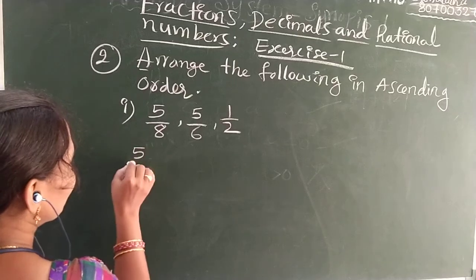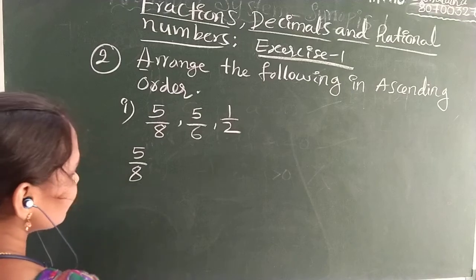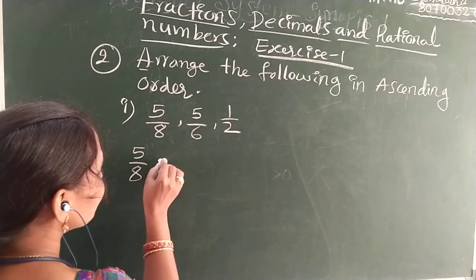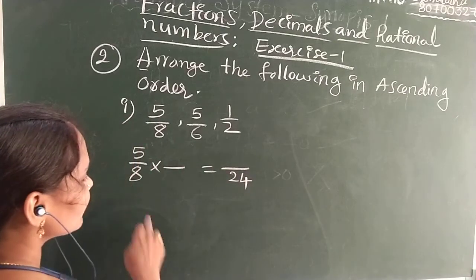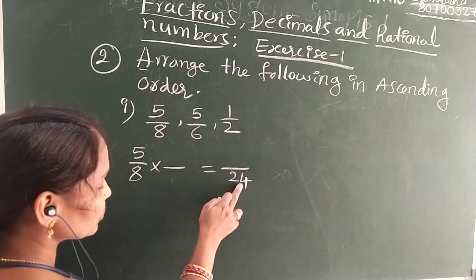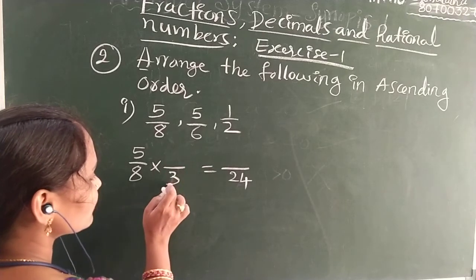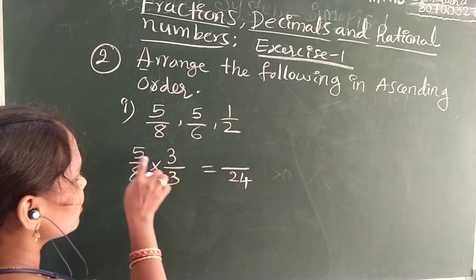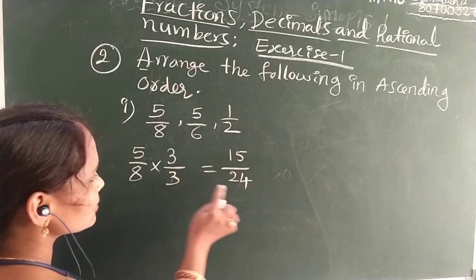First number is 5 by 8. What is the common table for all the numbers? 24. I am taking 24 as the denominator. For 8, which table should we take and multiply to get 24? 8 3s are 24. Whatever table you take for the denominator, the same table you have to take for the numerator also. Now we multiply: 5 3s are 15, 8 3s are 24.